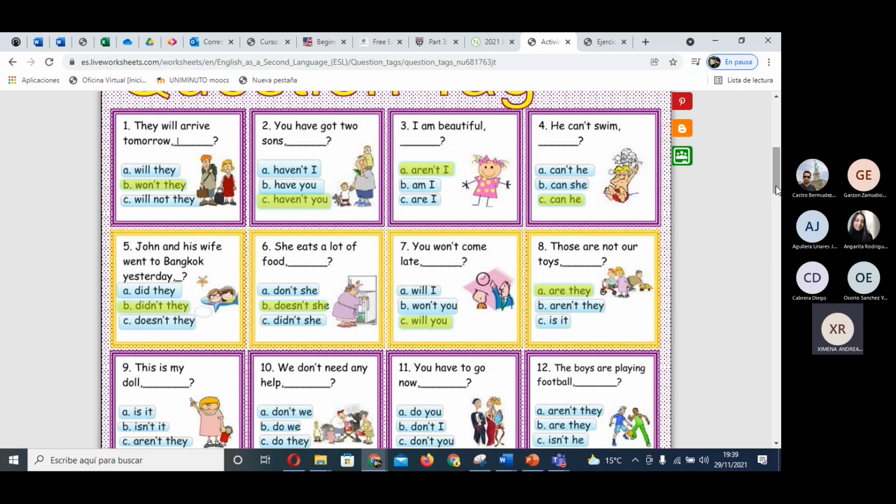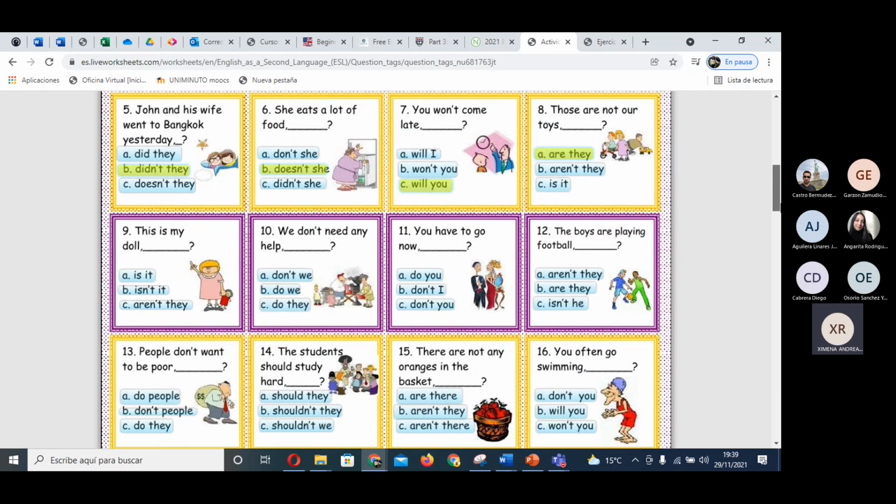Pablo Garzón. Pablo, would you help us with the number 9? This is my doll. Is it, isn't it, aren't they? Isn't it? All right, thank you, very good. This is my doll, isn't it? Very good, yes. So, this is singular. Una vez más tenemos un demostrativo, esta, pero acá como es singular, simplemente el sujeto sería it, ¿listo? So, isn't it? Thank you, Pablo.